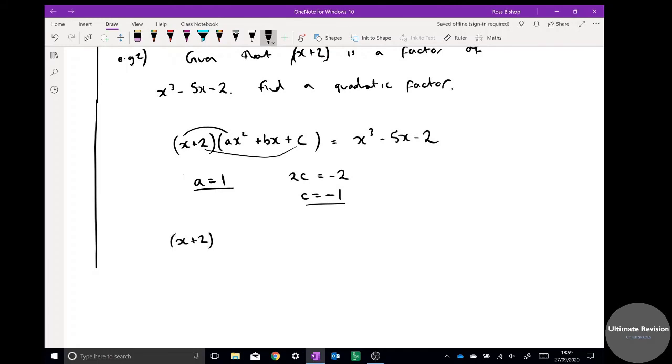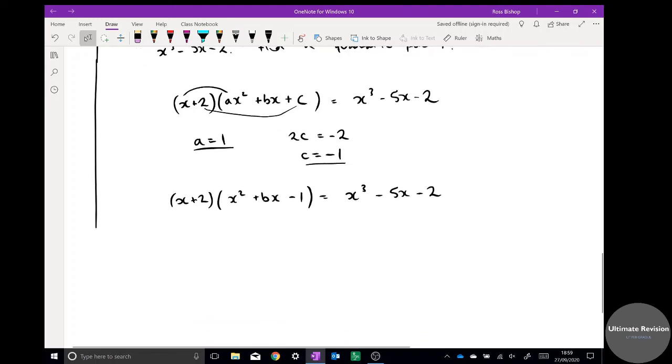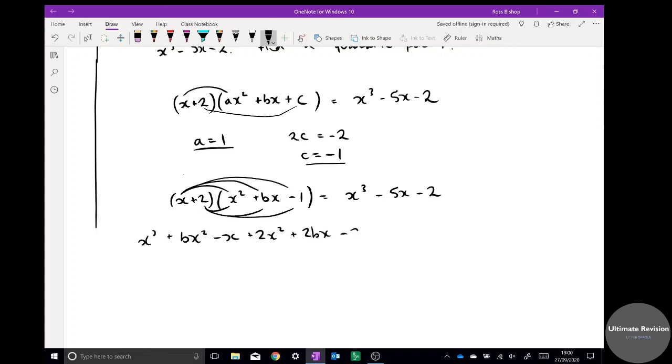So I know it's x plus 2, I know it's x squared plus bx minus 1, and that's going to equal x cubed minus 5x minus 2. Let's multiply this out. x cubed plus bx squared minus x plus 2x squared plus 2bx minus 2 equals x cubed minus 5x minus 2.